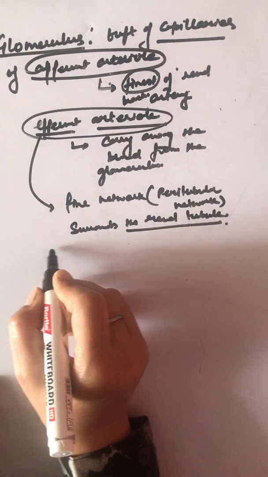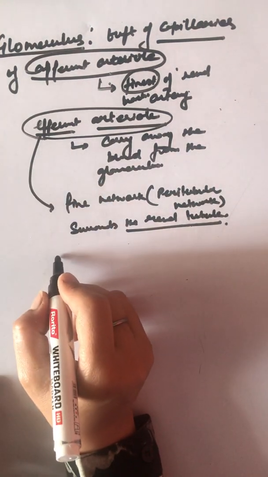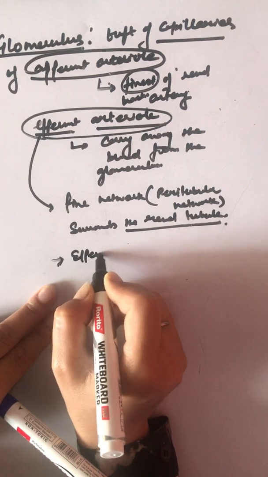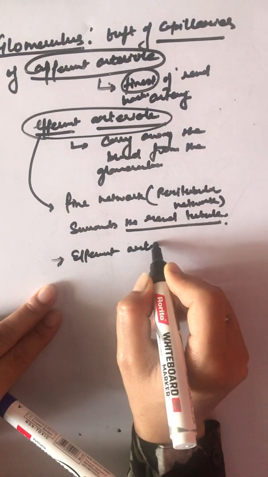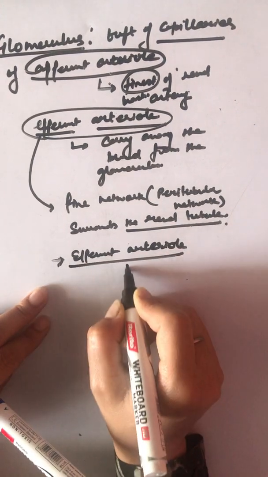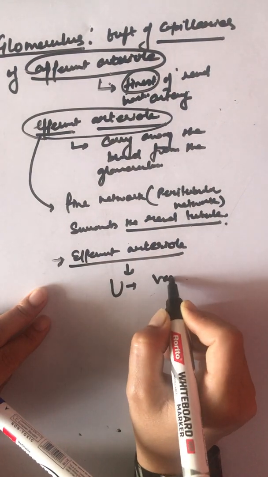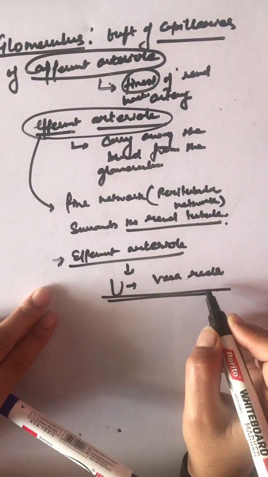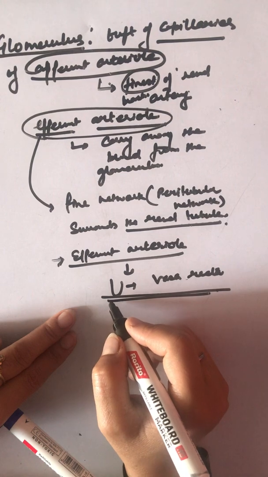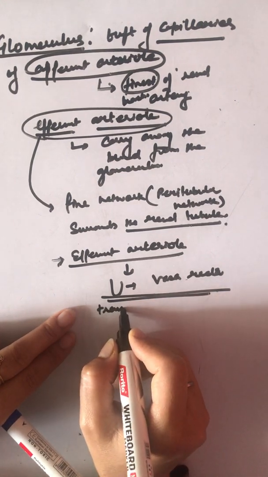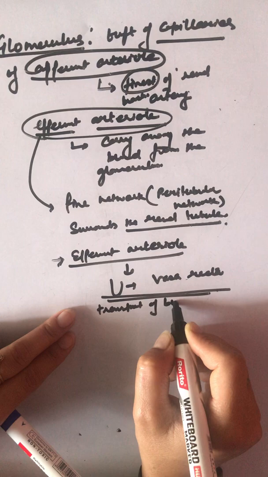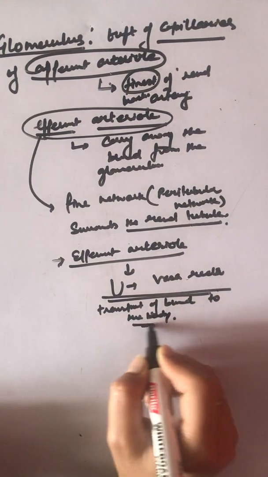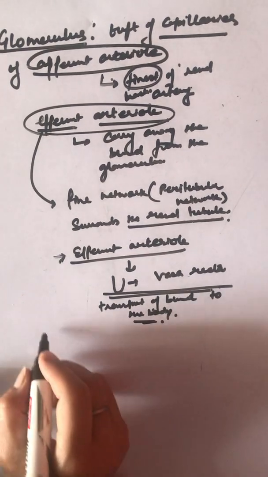The minute form of this only is known as U-shaped vasa recta. So the efferent artery or efferent arteriole also transforms into a U-shaped vasa recta. That is also which runs parallel to the loop of Henle for the transport of blood to the body. Which blood? Impure blood. Okay. Now next is the renal tubule.